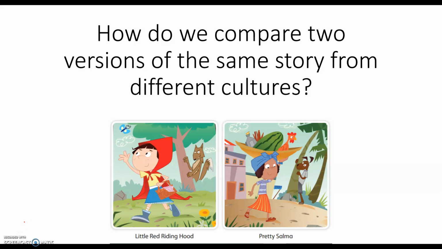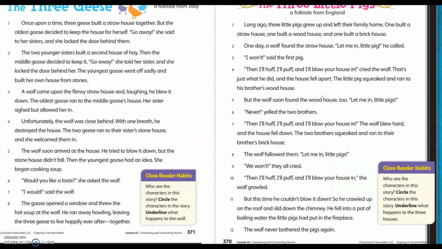Your lesson essential question is, how do we compare two versions of the same story from different cultures? So we are going to continue comparing texts, and we're going to be looking at two versions of the same story from different cultures. You remember last week when we compared two pictures from two versions of Little Red Riding Hood. This week we're going to be comparing two versions of the Three Little Pigs.